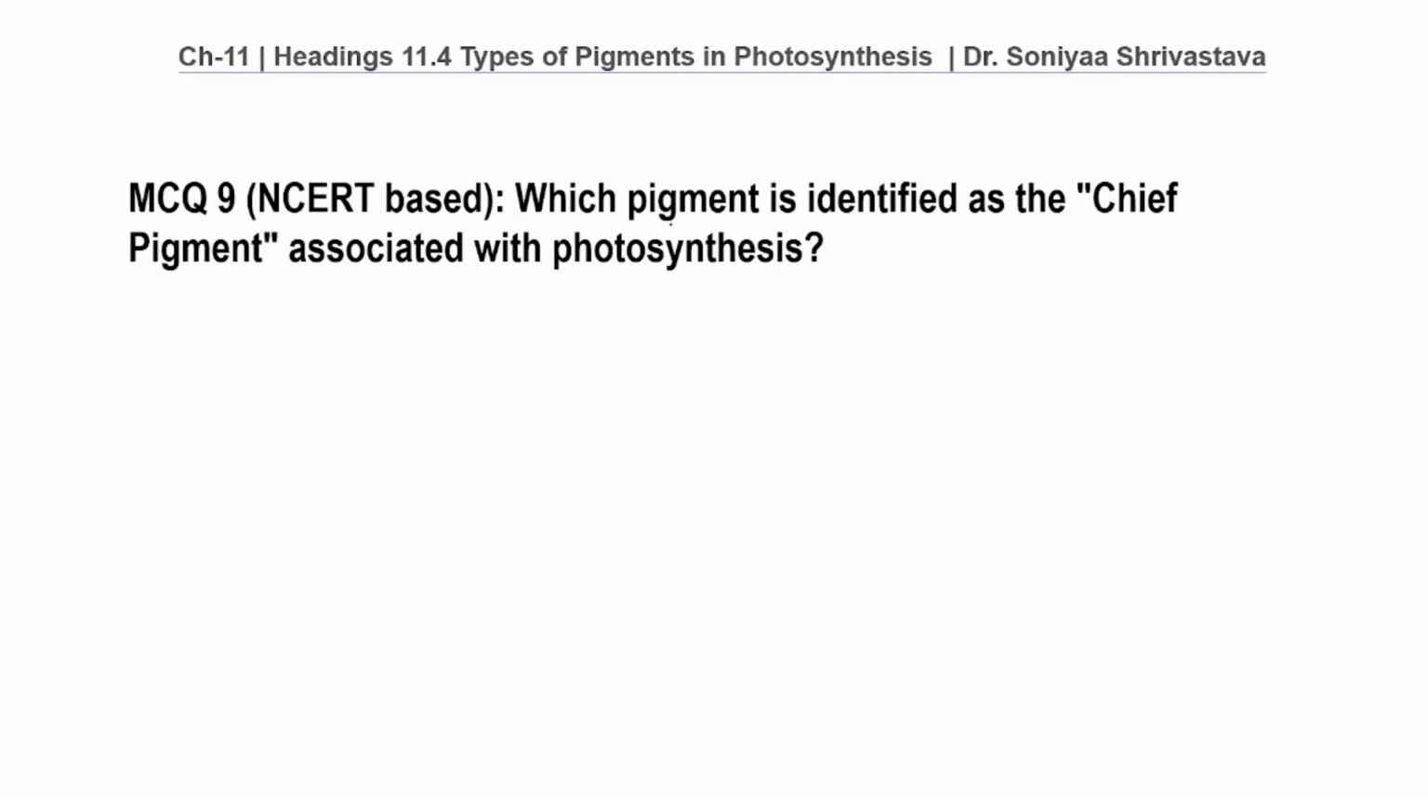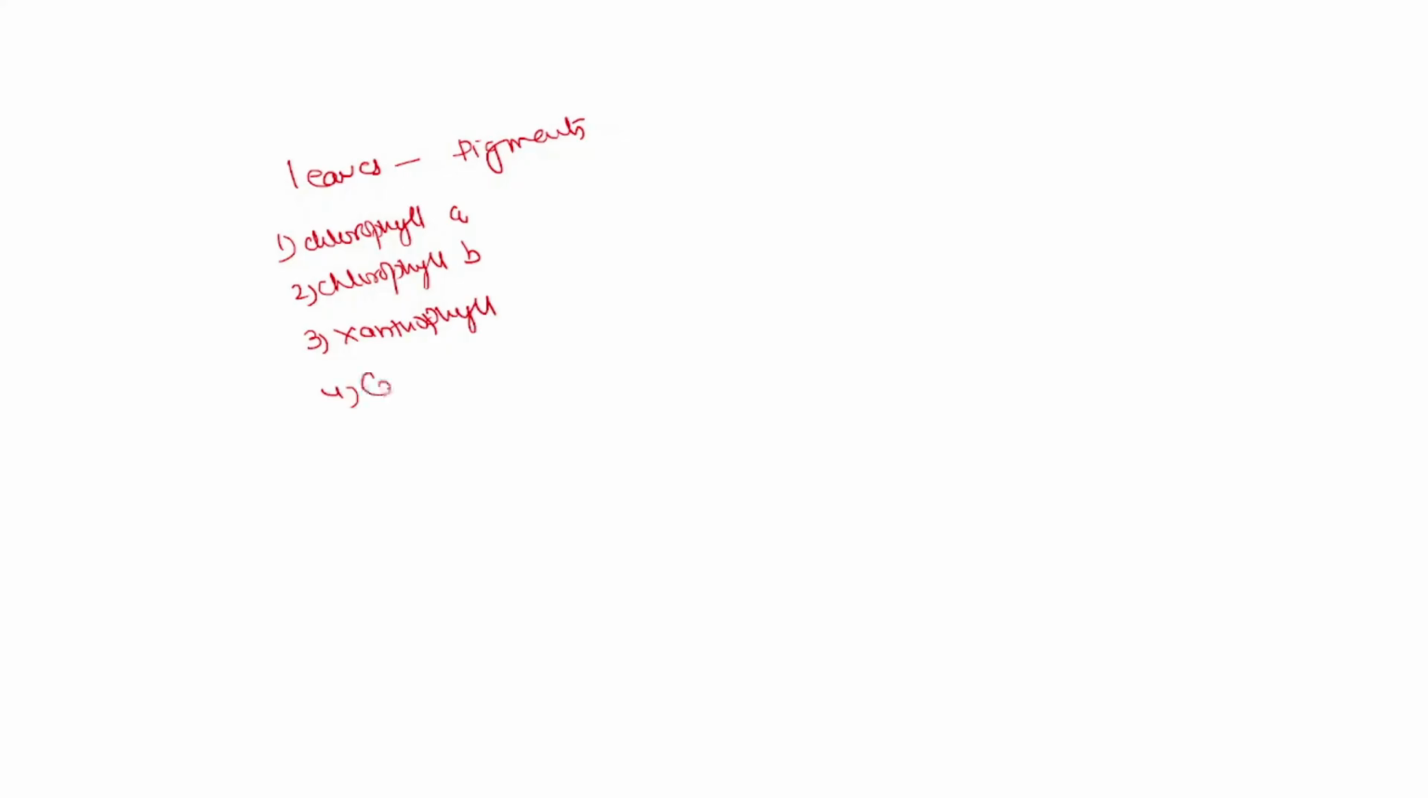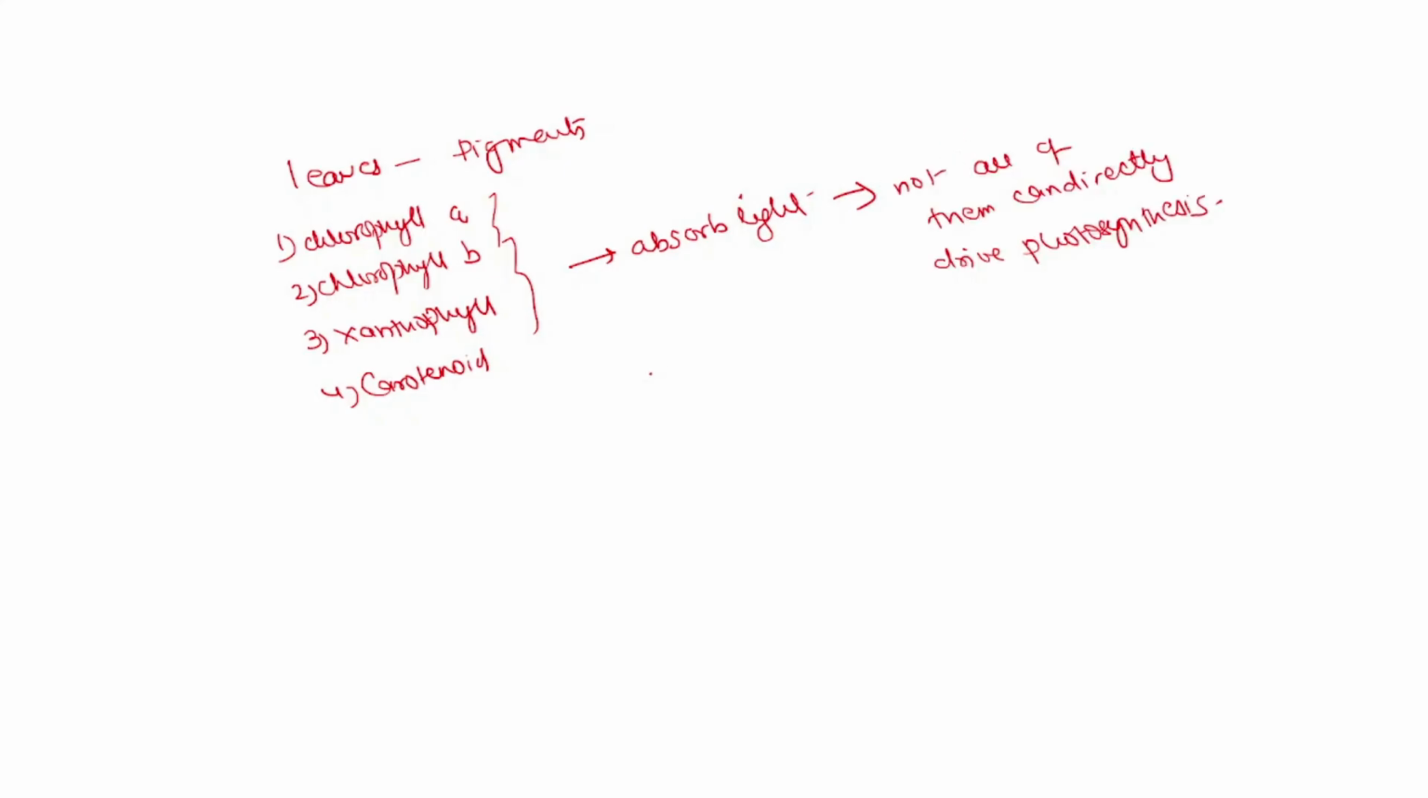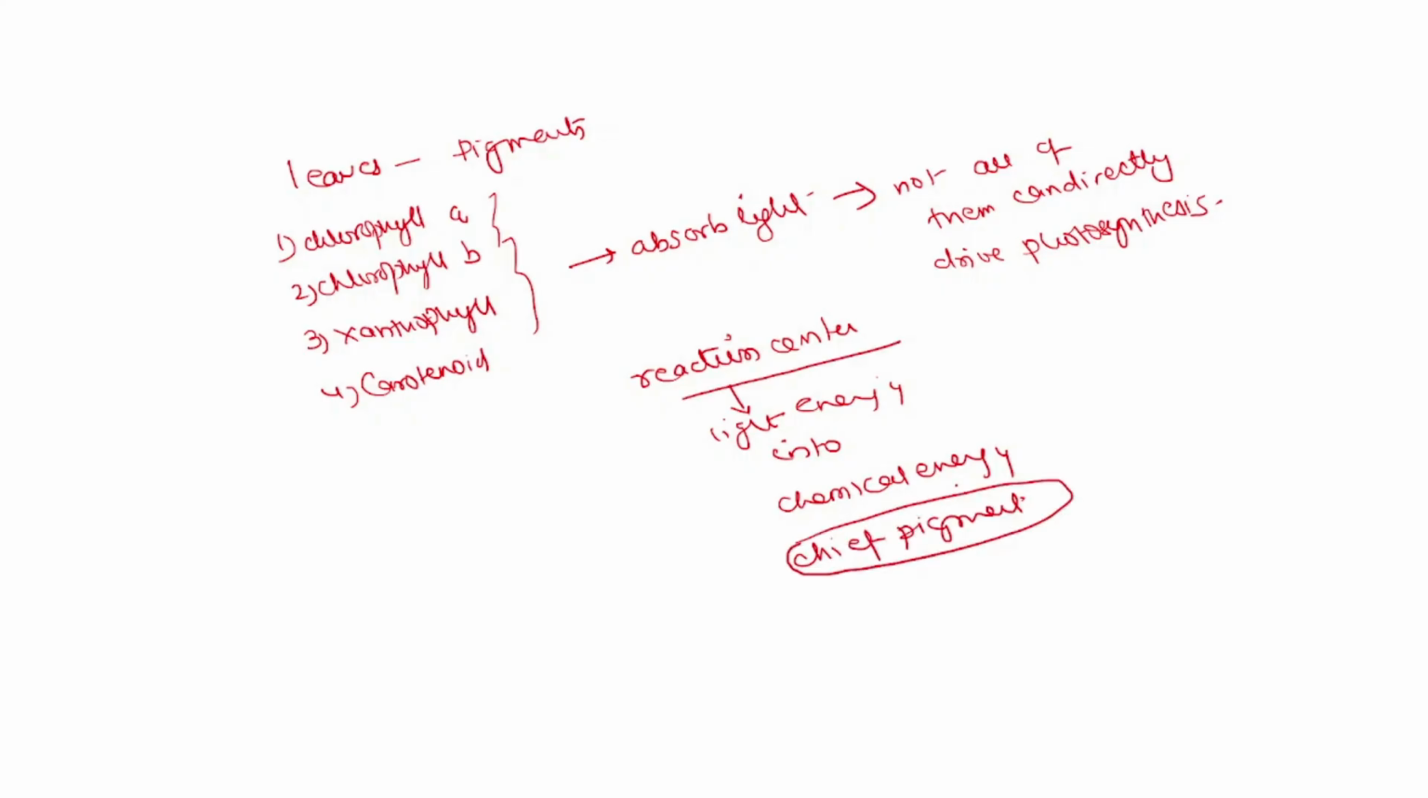Moving on to MCQ number 9. Which pigment is identified as the chief pigment associated with photosynthesis? These are our options. But before that, let's see our concept. Students, leaves contain 4 types of pigments. What are they? Chlorophyll A, chlorophyll B, xanthophyll and carotenoid. These are the 4 pigments a leaf contains. All of them can absorb light, but not all of them can directly drive photosynthesis. The pigment that actually forms the reaction center and initiates the conversion of light energy into chemical energy is called chief pigment.